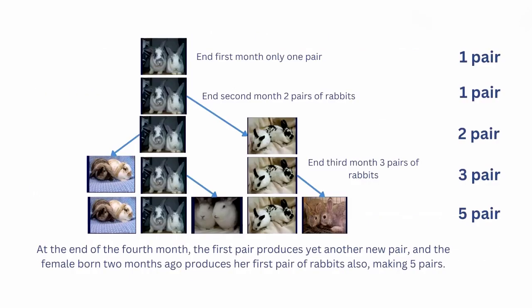In the first month, only 1 pair. In the second month, 2 pairs of rabbits. In the third month, 3 pairs of rabbits. At the end of the 4th month, the first pair produces yet another new pair, and the female born 2 months ago produces her first pair of rabbits also, making 5 pairs.